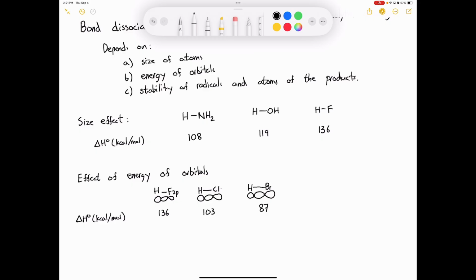All right, it's longer, right? So it must be 3p. And then bromine, 4p. Okay?